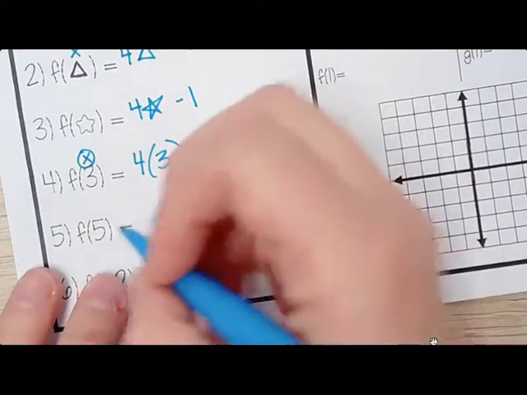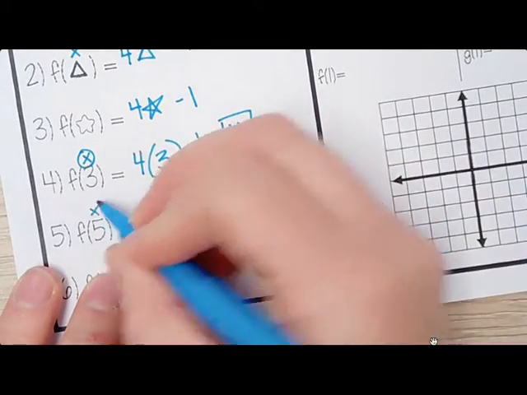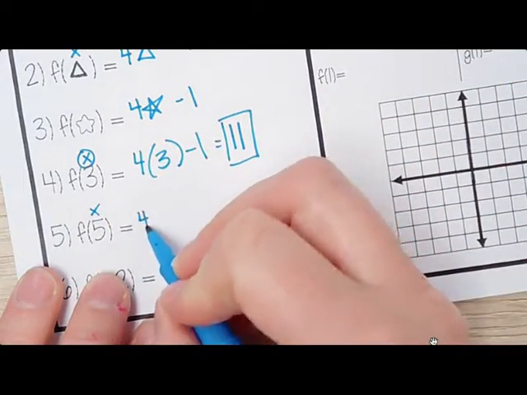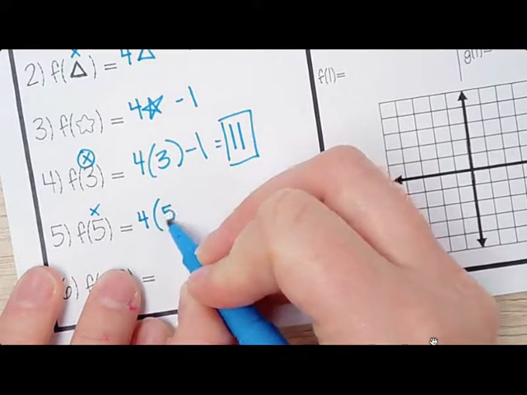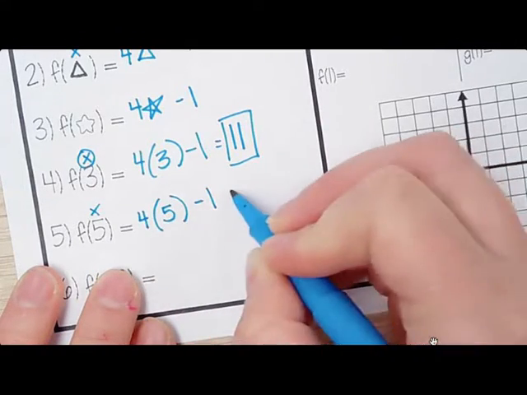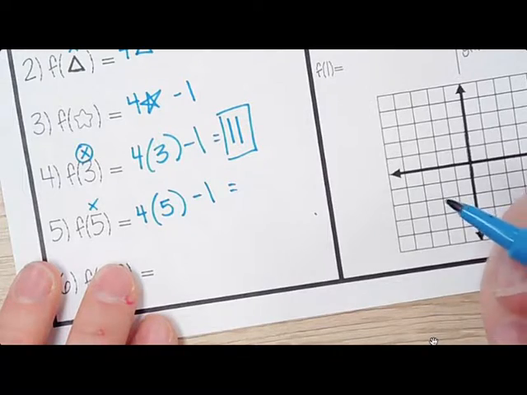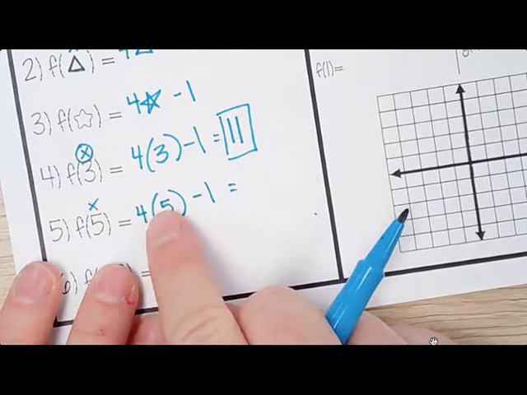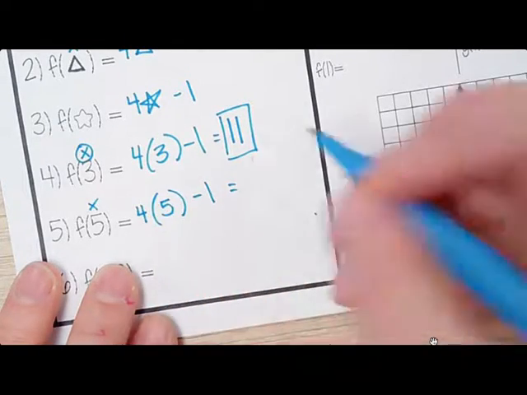Okay, so then what if we have 5 as our x? We're going to input a 5. So 4 times 5 minus 1. Yep, 4 times 5 is 20. 20 minus 1 is 19.